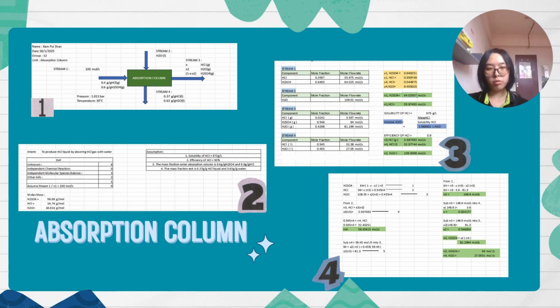First, we will have to find the mole fractions for the HCl gas and H2SO4 gas that enter, and the HCl liquid and water that exit. To find the molar flow rates of H2SO4 gas and HCl gas, we multiply the mole fraction with the basis, which is 100 moles per second. The solubility of HCl will be used to find HCl gas in stream 3 and HCl liquid in stream 4. We can also find the molar flow rate of water in stream 2 using solubility. By using the molecular species balance, we can find the remaining molar flow rates.